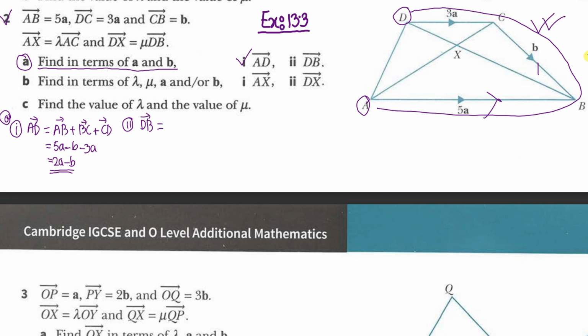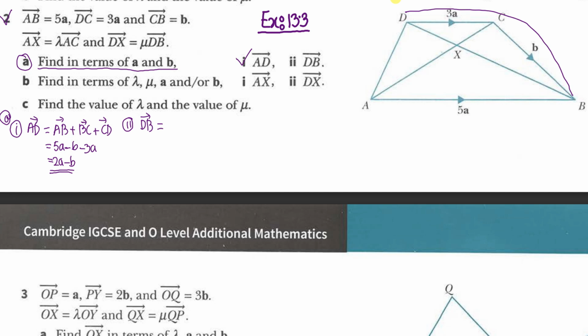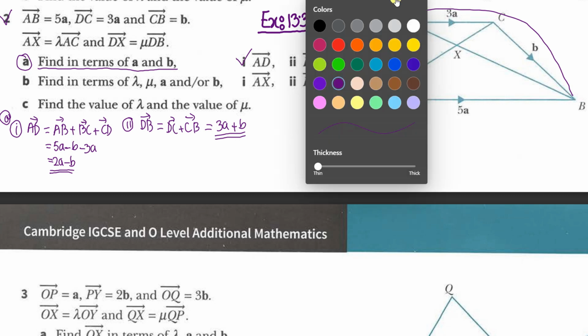Next, move to the second one, which is DB. See the diagram again. I'm going to erase the previous one. From D, if we want to go to B, we can easily go from here till B. So DB we can write as DC plus CB. It's a very simple and easy question. We can go directly DC, which is 3a according to the direction given, and CB is also b. So DB equals 3a plus b, and this is our answer of the second question. Done.